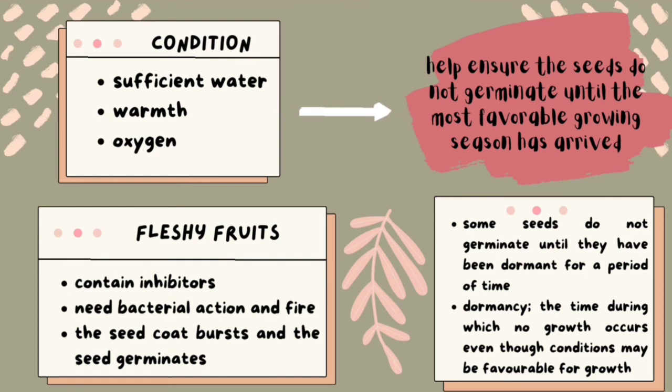Okay, some seeds do not germinate until they have been dormant for a period of time. What is dormancy? Dormancy is the time during which no growth occurs, even though conditions may be favorable for growth.